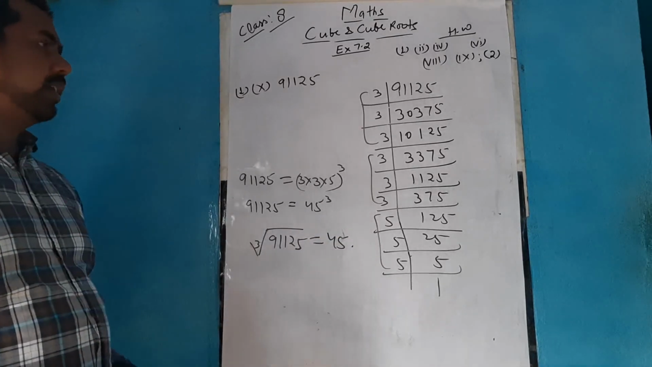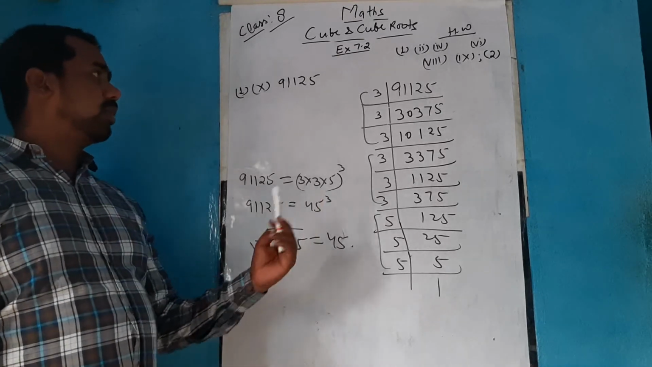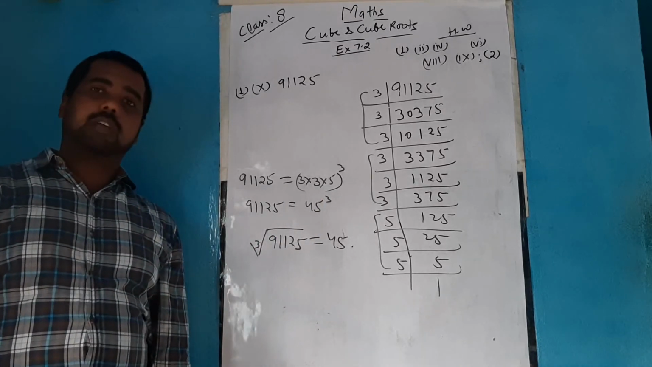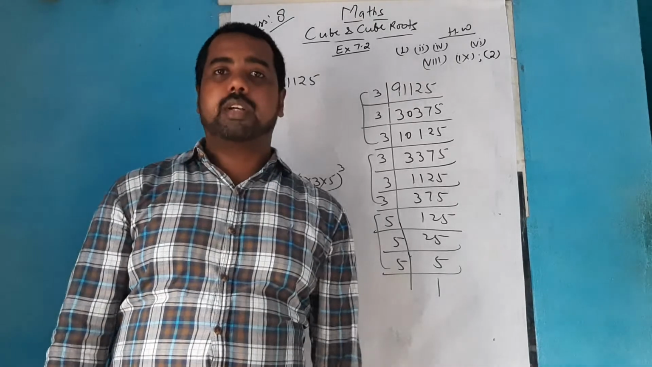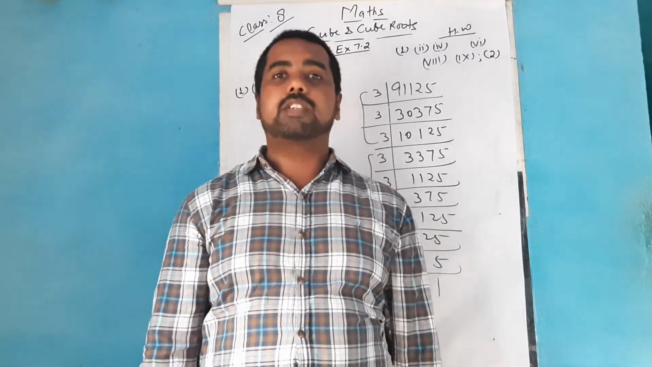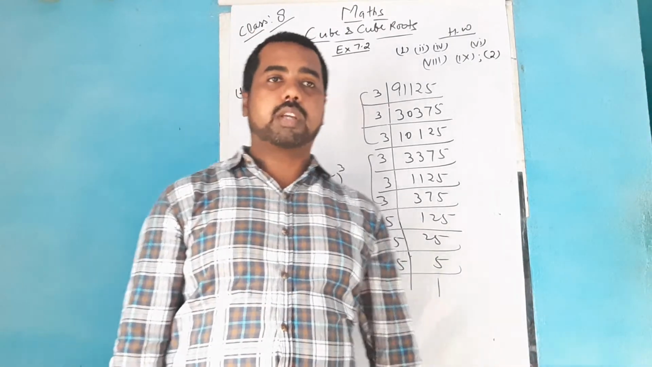So this way you will get the cube root of this number. The cube root of 91125 is 45. So I hope today we have learned how to find the cube root of a given number using prime factorization.